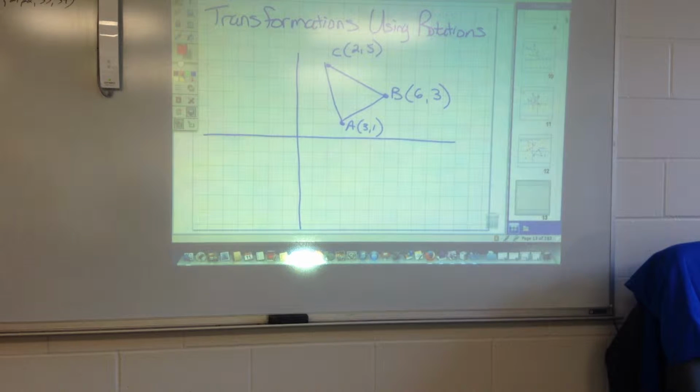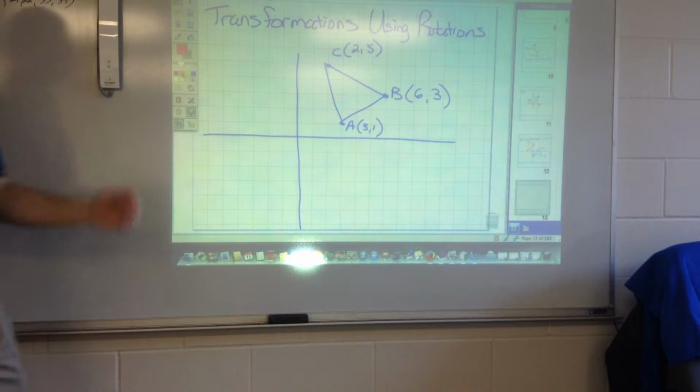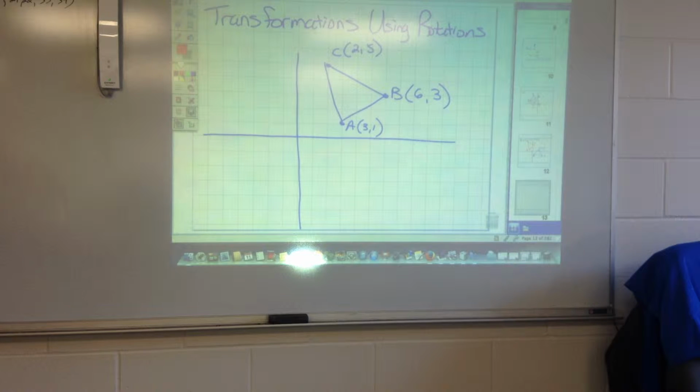Why wouldn't we worry about rotating something 360 degrees? Now you won't have to move it. If I do tell you to rotate it 360 degrees, you go, ta-da, I did it. You just didn't see it. We went 360 degrees, we put it right back where it started. So we're not really going to worry about that one.